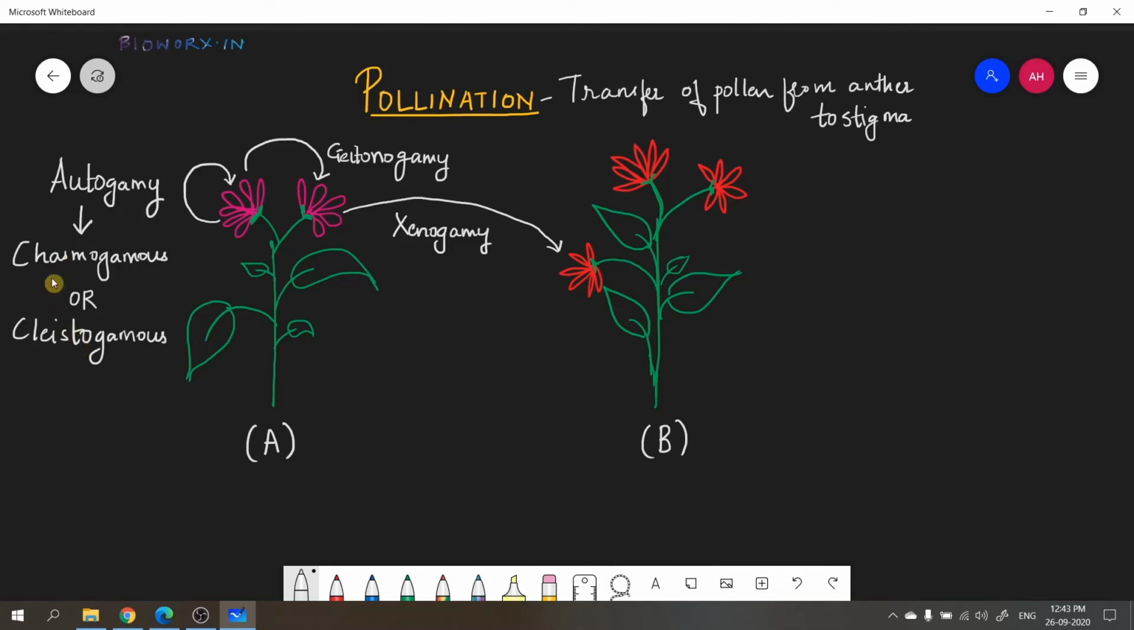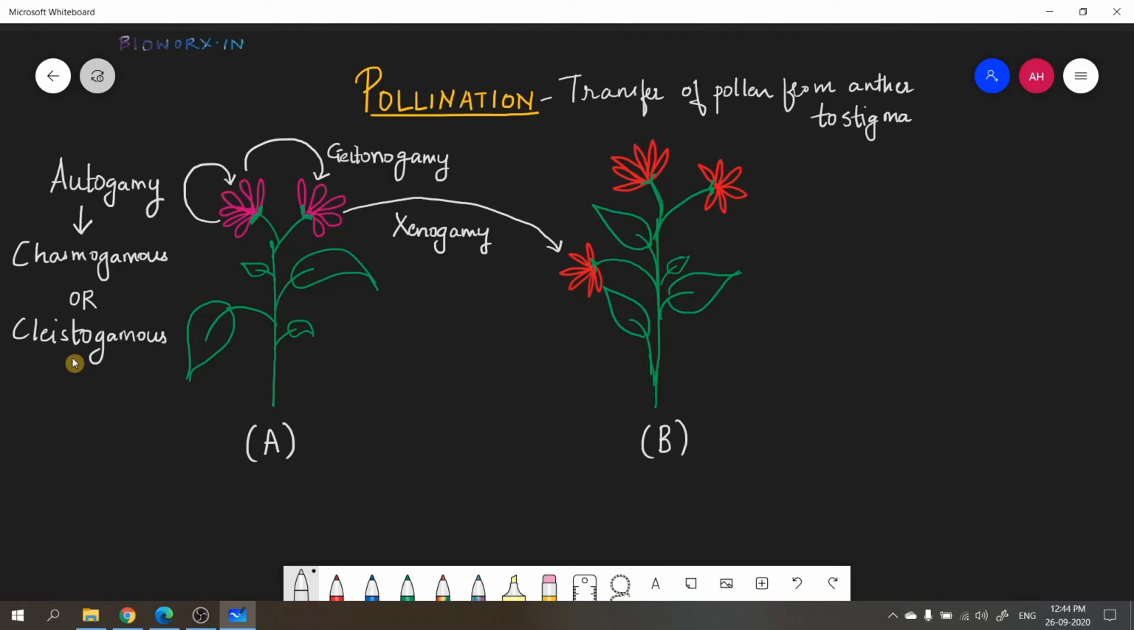Can you guess in which of these flowers autogamy is a sure method? You are correct. In Cleistogamous flowers, autogamy or self-pollination is a sure method. Why? Because flowers do not open at all. And if they do not open, pollen from another flower cannot land into this flower, right? So Cleistogamous is a sure method and it will favor autogamy.